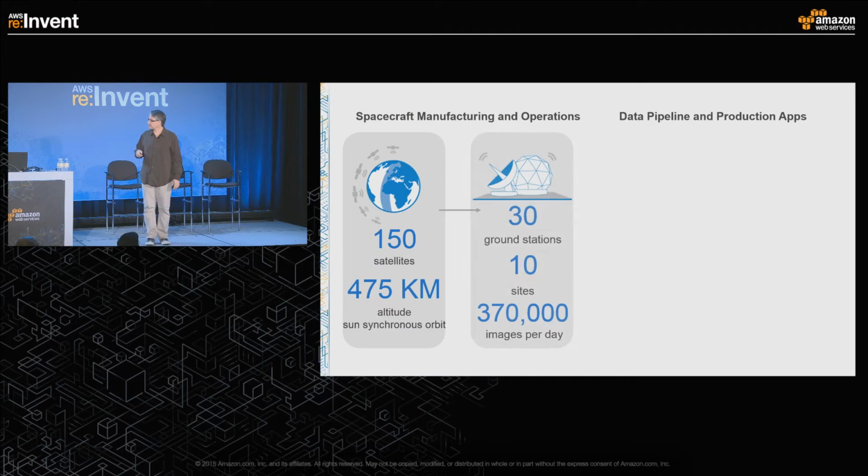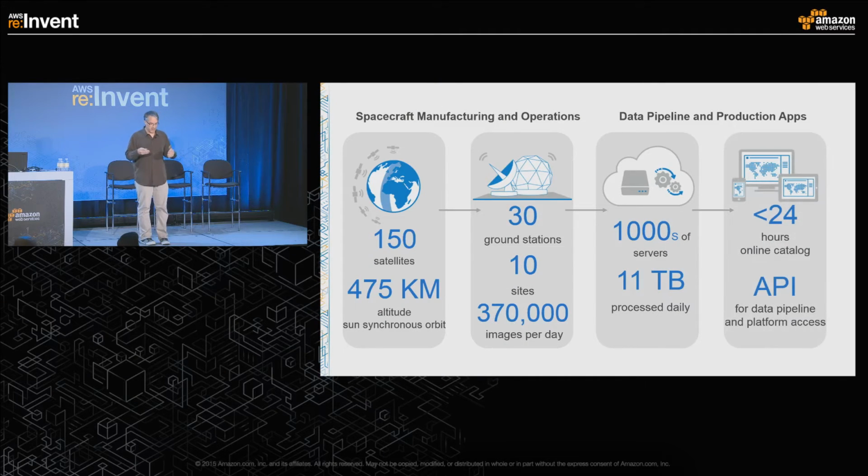So the way that this actually works behind the scenes to get all those images, we will have to put 150 satellites into a 470-kilometer orbit above the Earth. We will then build out these 30 ground stations and manage the network within that. That will deliver us, depending on how big our images are and what size pixels we're using, somewhere around 370,000 images a day, which also translates into 11 terabytes of data.